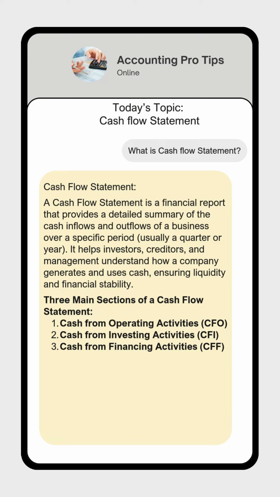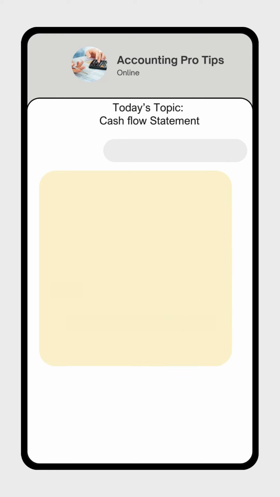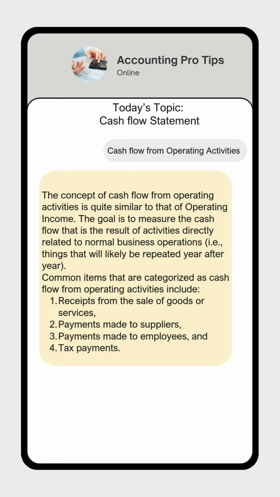Three main sections of a cash flow statement: 1. Cash from operating activities. 2. Cash from investing activities. 3. Cash from financing activities. What is cash from operating activities?